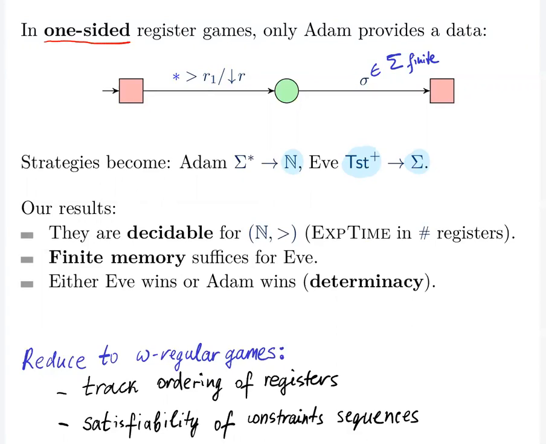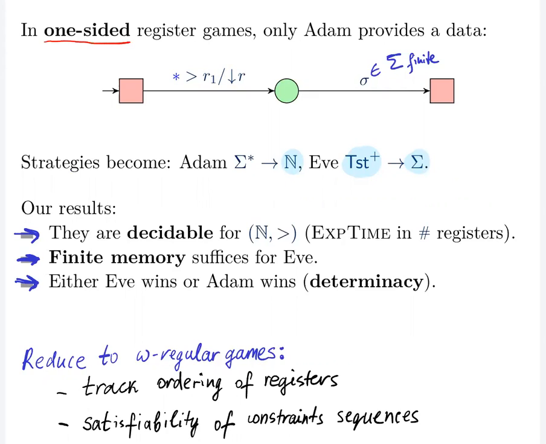We show the following results. First, these games are decidable for natural numbers in exponential time in the number of registers. Second, finite memory strategies are sufficient for Eve to win this game. And finally, determinacy. If Eve loses this game, then Adam has a data strategy which beats any Eve.